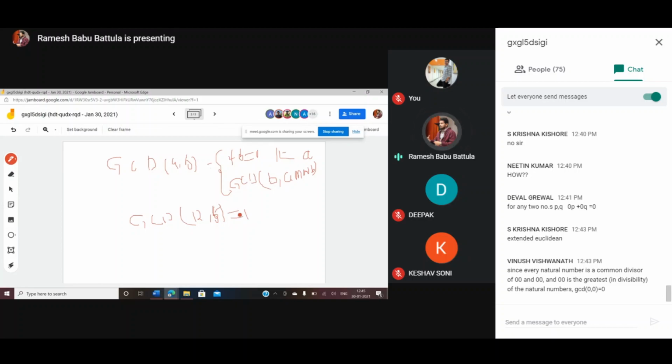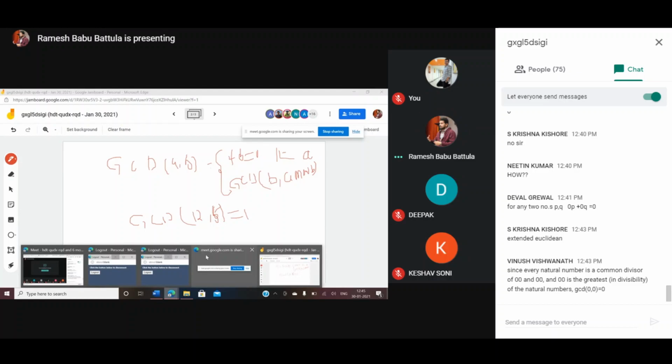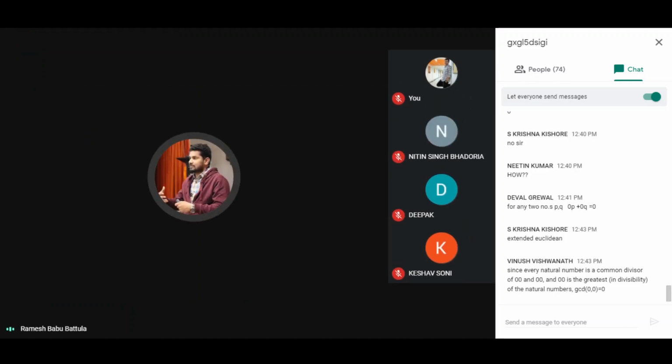So now we may go to our slides. Are my slides visible now to you or not? Every natural number is a common divisor of 0, and 0 is the greatest divisor of the natural numbers. GCD of 0, 0 is equal to 0. No, this is okay.